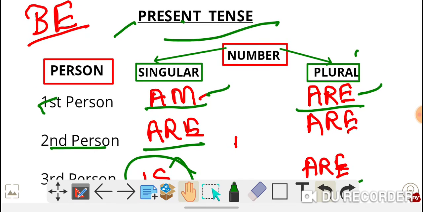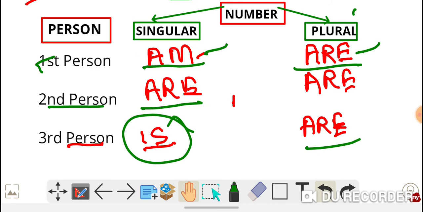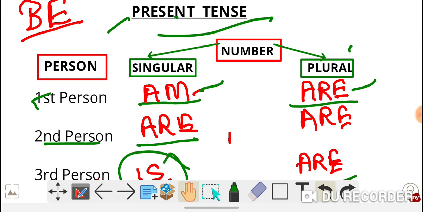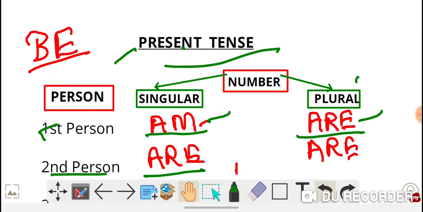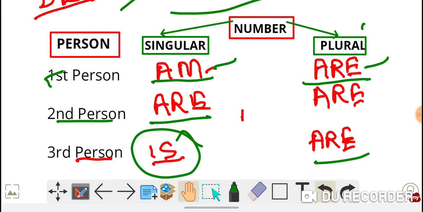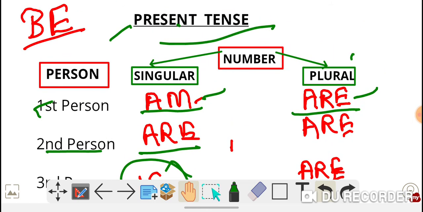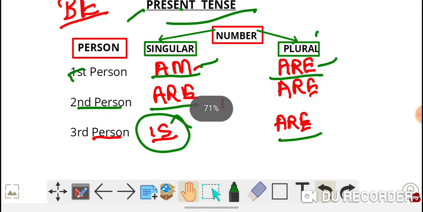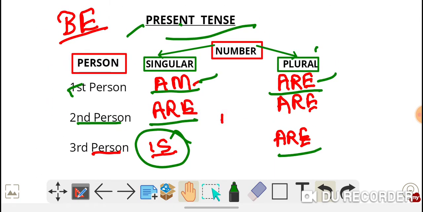Are is used with first person plural number in present tense, second person singular and plural number, and third person plural number. And is represents present tense, third person singular number. See, be verb.